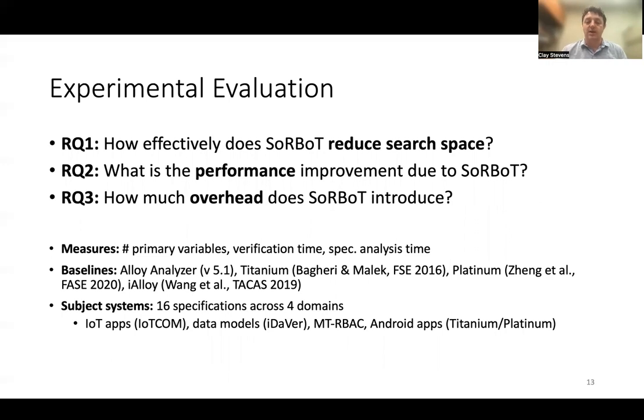We then applied each of these baselines against 16 Alloy specifications from across 4 different software engineering domains drawn from the literature. We had some bundles of IoT apps, which came from a paper known as ISTA from 2020, some data models extracted from some Ruby on Rails applications, an access control system using role-based access control, and the Android apps that were used in the Titanium paper back in 2016.